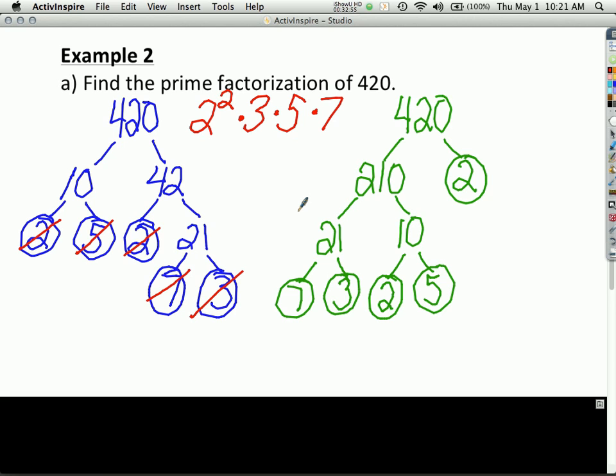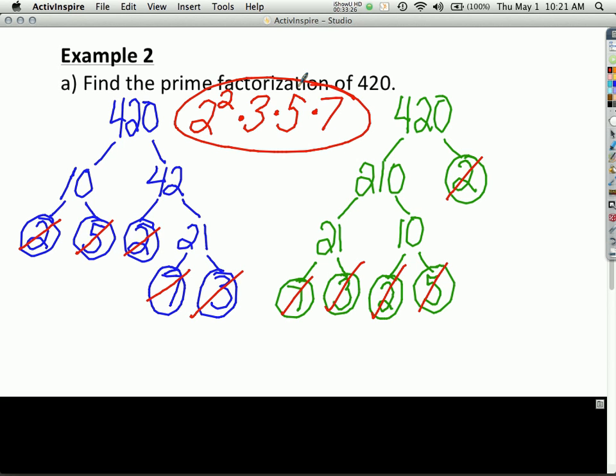And just to make sure we understand what DeAndre said, if I look at the green version, I have a 2 and a 2, 2 squared, a 3 times 3, a 5 times 5, and a 7 times 7. I get the same result. So it doesn't matter which one you do. It doesn't matter where you start. It only matters where you end up. And this is called a prime factorization. Does anyone have any questions about how we accomplish this?